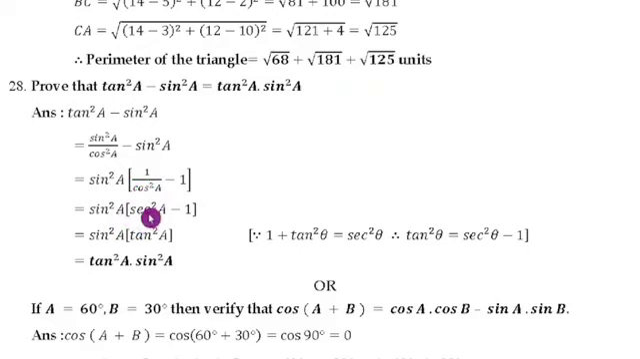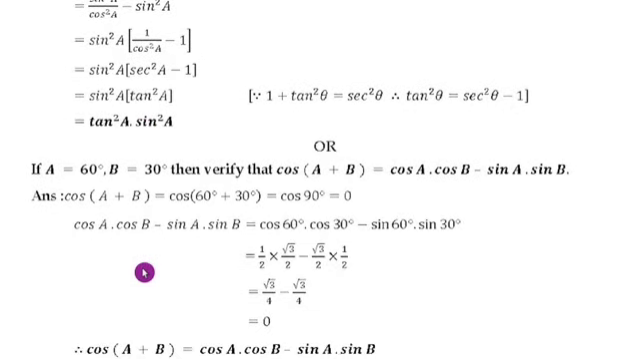So sin square A into secant square A minus 1. So secant square A minus 1 is nothing but tan square A. So sin square A into tan square A, that will become the answer. You have to prove that only. So here also an option is there.